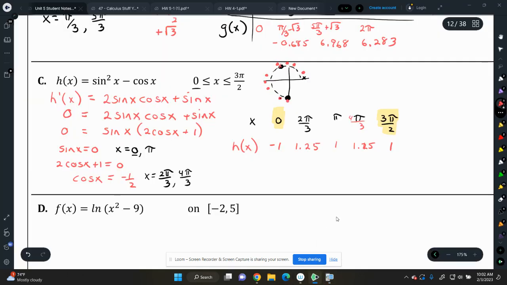Now that we've got that, do those values actually make sense? Yes, because it's periodic. A sine curve, understanding the nature of our trig curves, they're periodic. So I have an absolute minimum of -1, and we have an absolute maximum of 1.25.